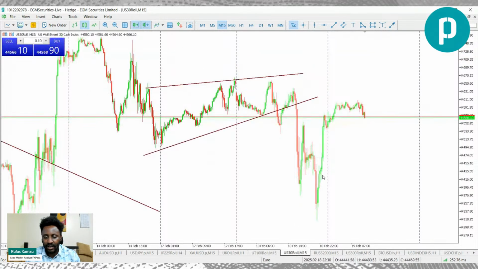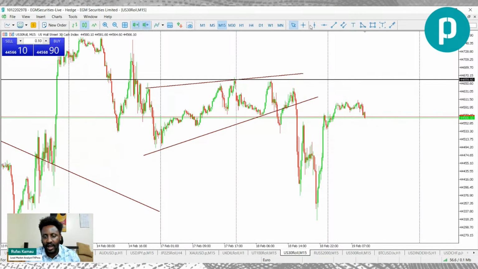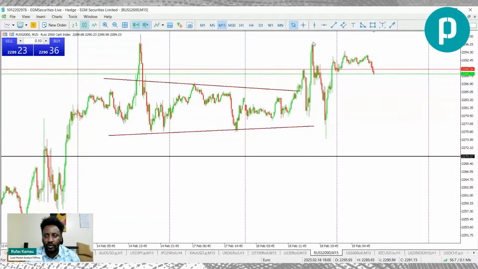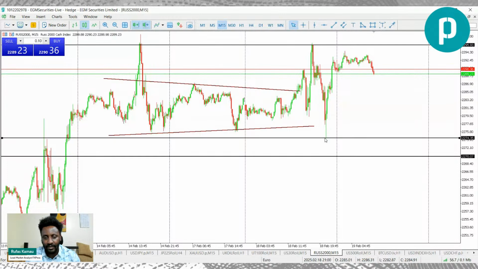So same case for the US 30. So if you look at yesterday's range, that was the high, this was the low, and the market is still in between. So no signs of reversal or continuation, just the market playing within this range here.